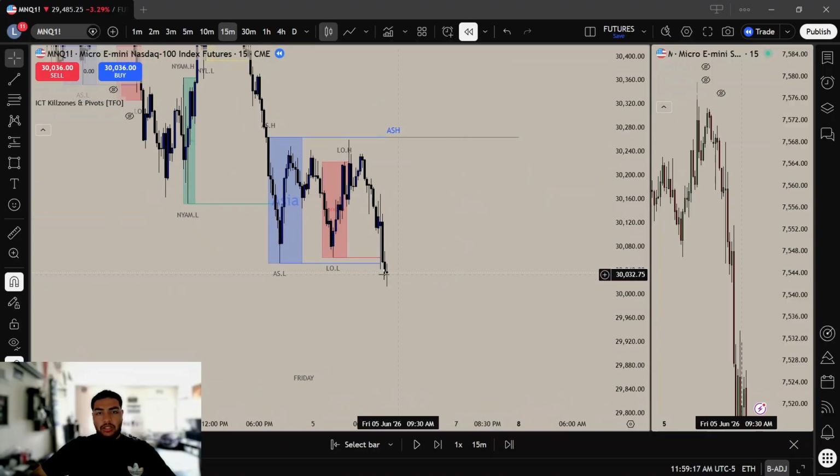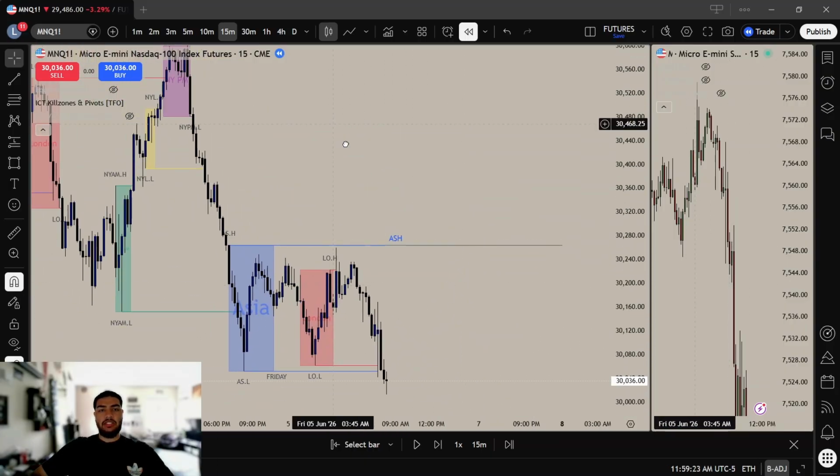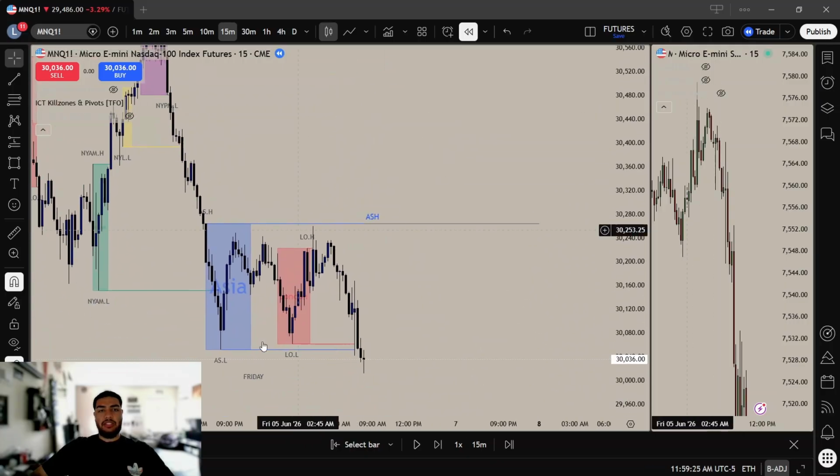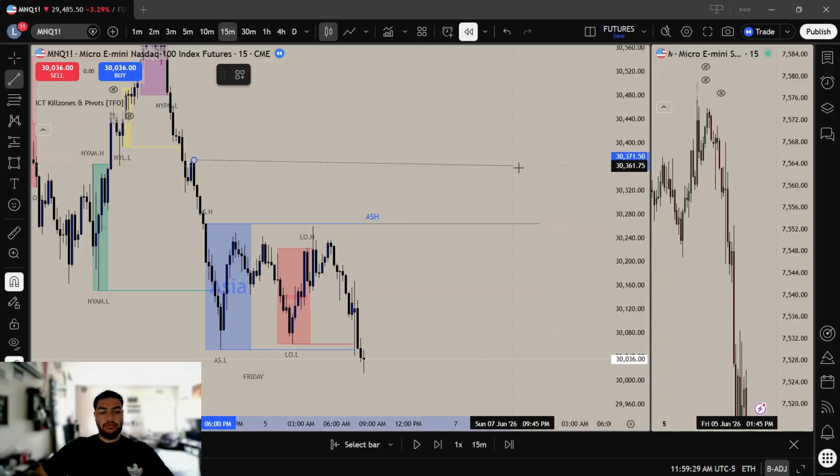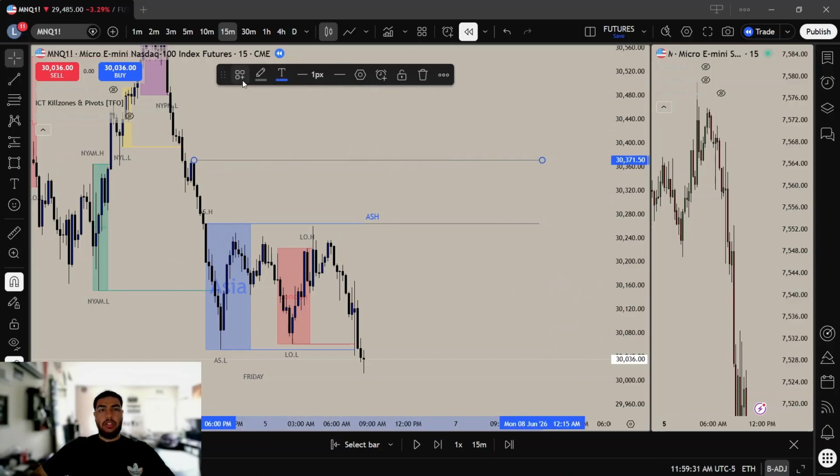And then, so this is at 8:15. So these already got taken out. We got Asian highs and we got New York PM highs, and we have a swing high right here. So this is buy side liquidity right here.